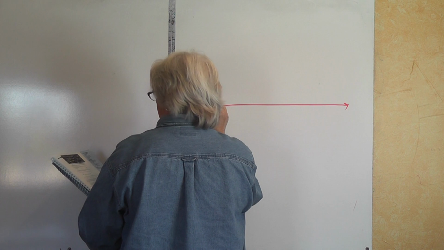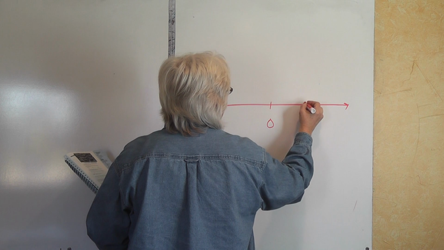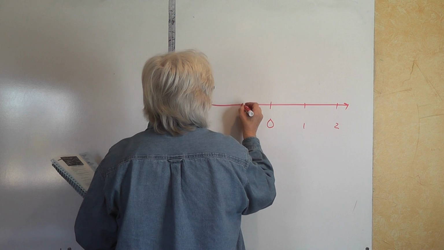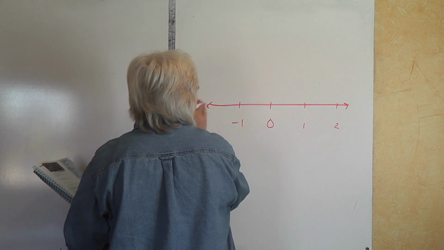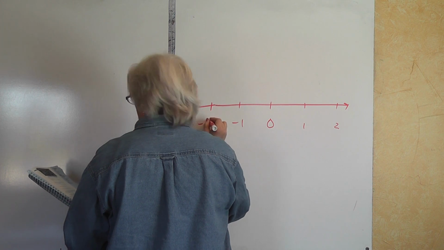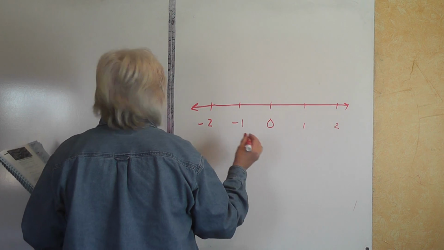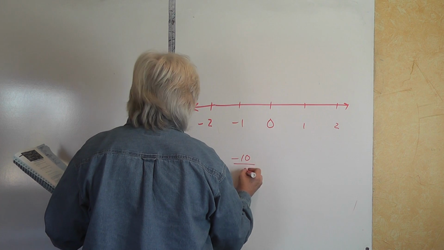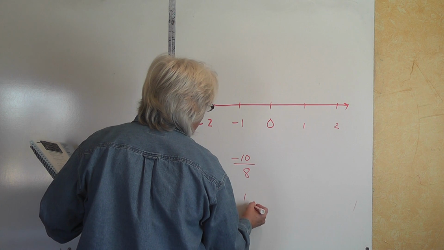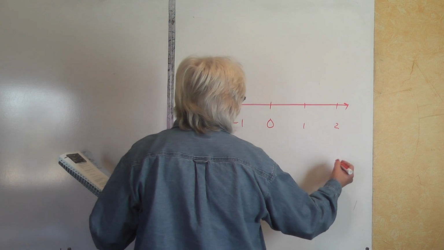Once again, I have my very crooked number line here: 1, 2, -1, and -2. And let's say that we want to graph -10/8, and we want to graph 1/2, and we want to graph 3/2.